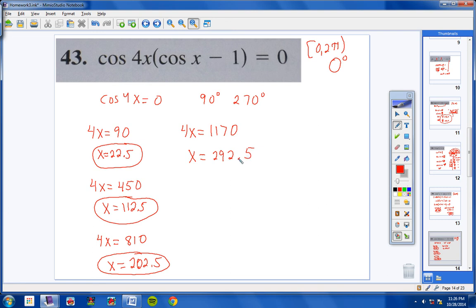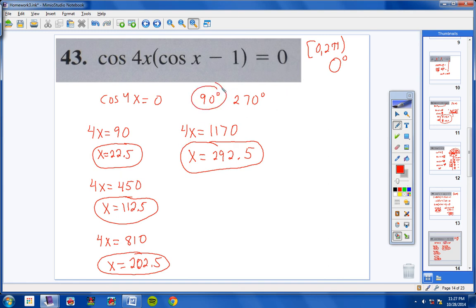Now, there is a little bit of a pattern you're welcome to notice and use. From this answer to this answer, I added 90. From this answer to this answer, I added 90. From this answer to this answer, I added 90. So it's okay to assume the next answer is going to be 90 more. And that would put us at 382, and that's outside our domain of 360. So we're finished with this.